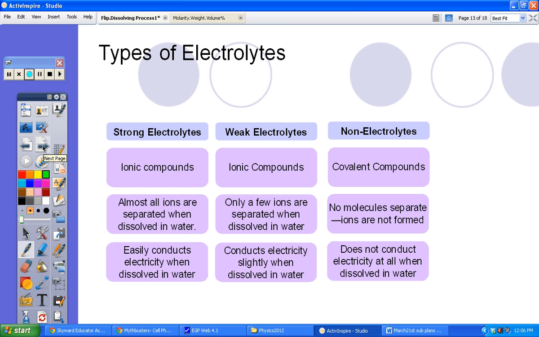Here are some properties and types of electrolytes. There are strong electrolytes, weak electrolytes, and non-electrolytes. For non-electrolytes, the key is if it's a covalent compound. The difference between strong and weak is hard to tell exactly unless you run some different tests on it. But the big difference is all the ions versus a few ions are separated when dissolved in water.